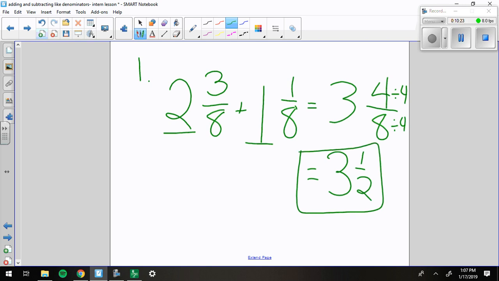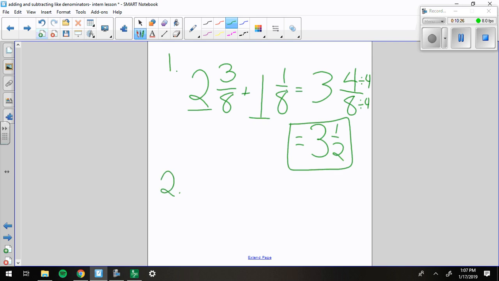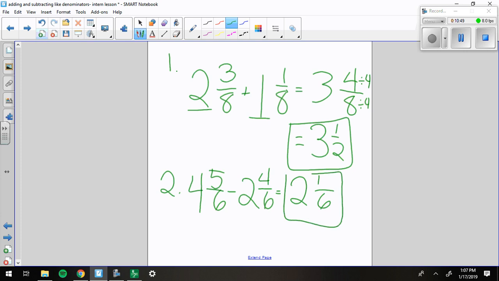And the same goes for subtraction. If I had a subtraction problem with mixed numbers, 4 and 5/6 minus 2 and 4/6, I would subtract my whole numbers. 4 minus 2 is 2. Then subtract my fractions. My denominator stays the same. 5 minus 4 is 1. Okay. Same thing with mixed numbers. You add and subtract your fractions the same way, and then you just need to add or subtract your whole numbers. It's not going to get too much crazier than that.